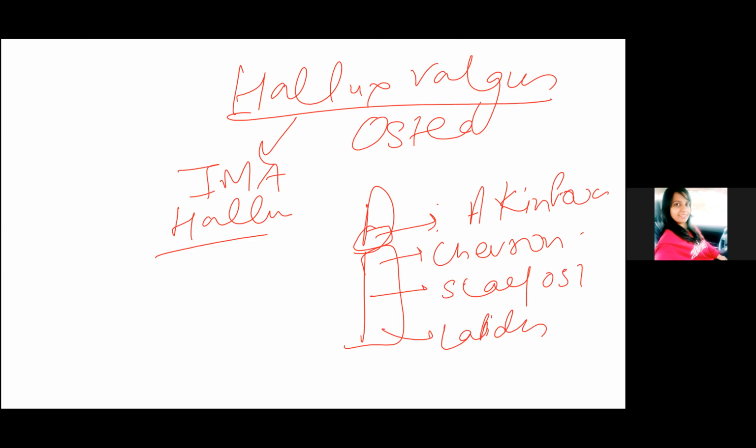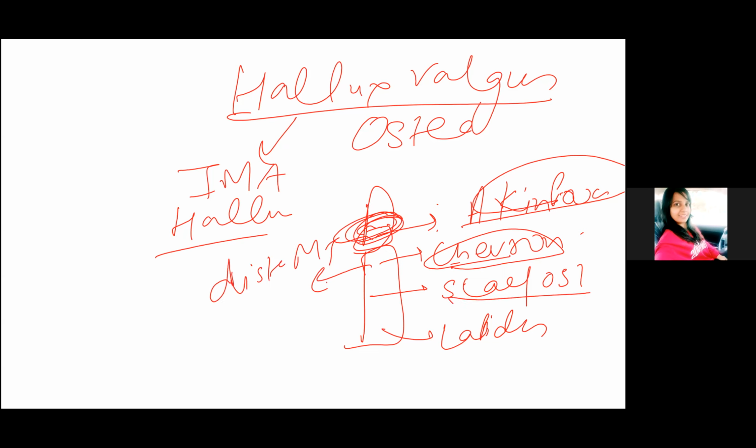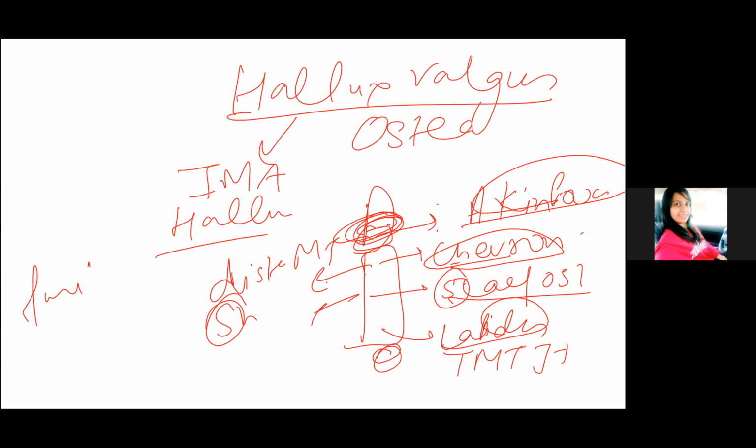Now, in the Akin procedure, we will use the proximal phalanx. Proximal phalanx osteotomy is done. In the chevron osteotomy, it is done at the level of the distal metatarsal. Scarf osteotomy is a shaft osteotomy, as for S, and Lapidus procedure is fusion of the tarsometatarsal joint. So we have done 4 procedures here: Akin procedure, chevron, scarf, and Lapidus procedure.